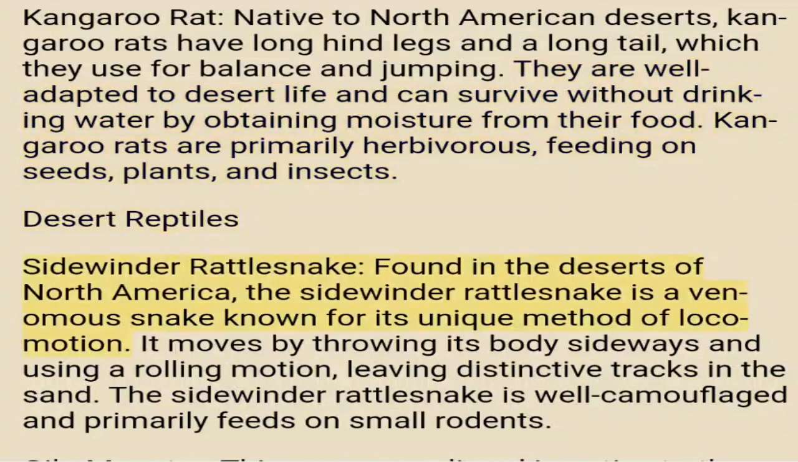Desert reptiles. Sidewinder rattlesnake. Found in the deserts of North America, the sidewinder rattlesnake is a venomous snake known for its unique method of locomotion. It moves by throwing its body sideways and using a rolling motion, leaving distinctive tracks in the sand. The sidewinder rattlesnake is well camouflaged and primarily feeds on small rodents.